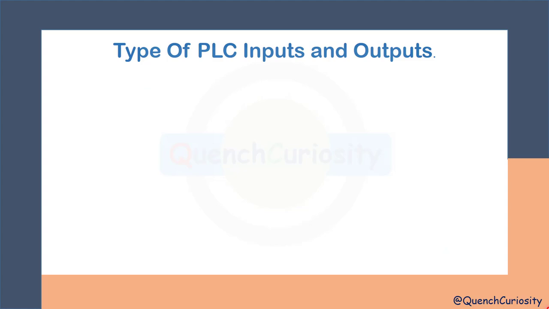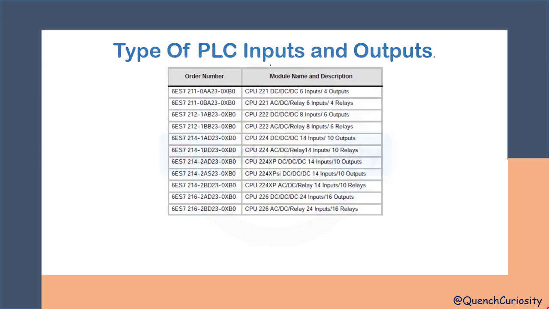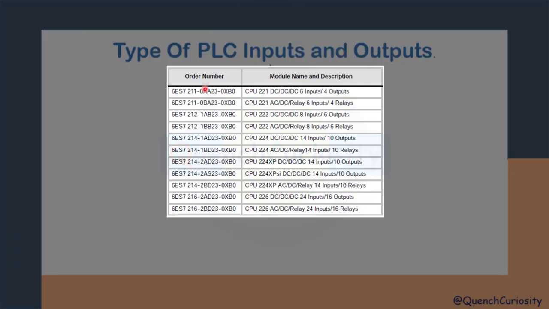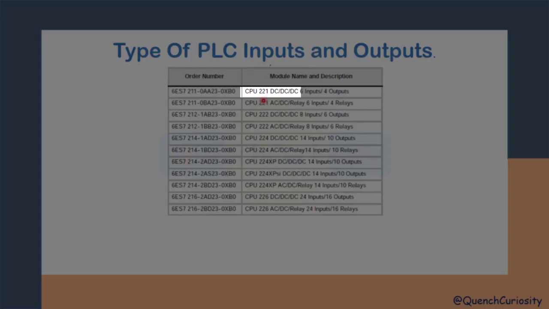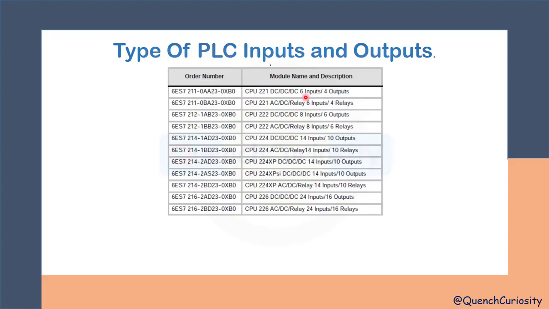In this session, we will talk about type of PLC, inputs and outputs. Any PLC you will purchase, well, I mean most of them will have this information. The order number, module name and description, as you can see from the table. Order number as of now we will be least bothered about. However, our interested point is this CPU 221 DC/DC/DC 6 inputs/4 outputs is again our least concern here.